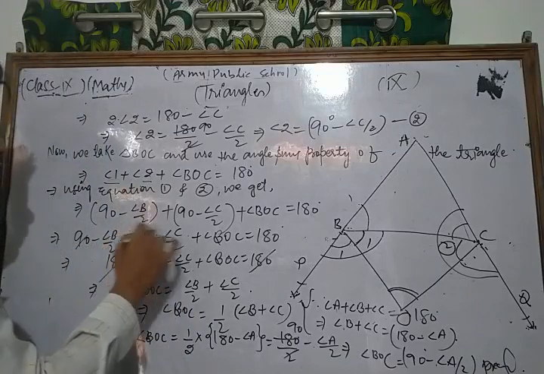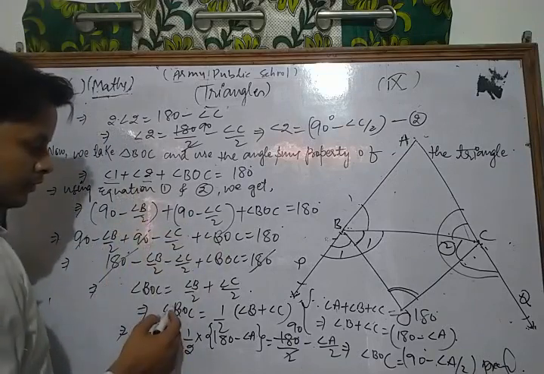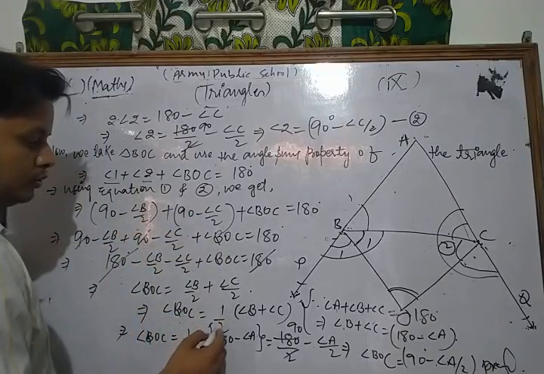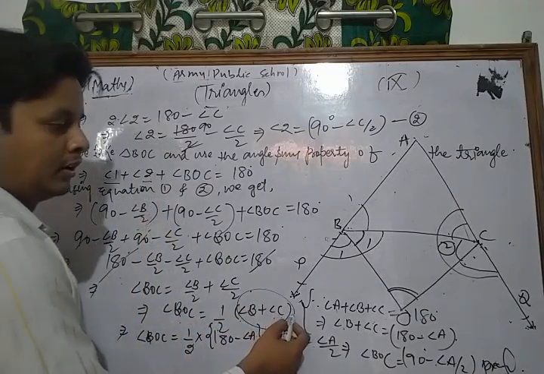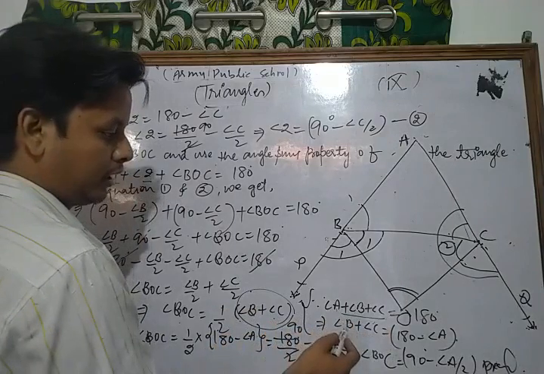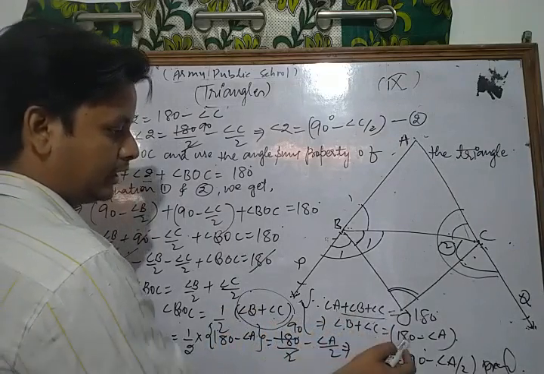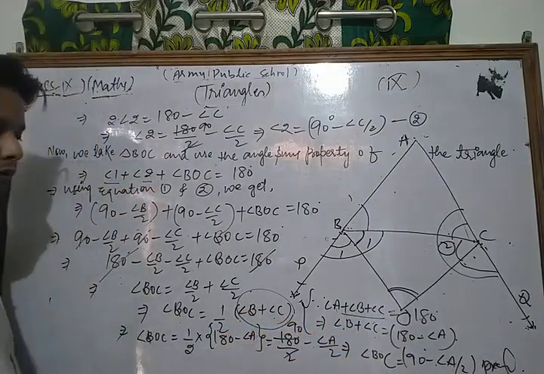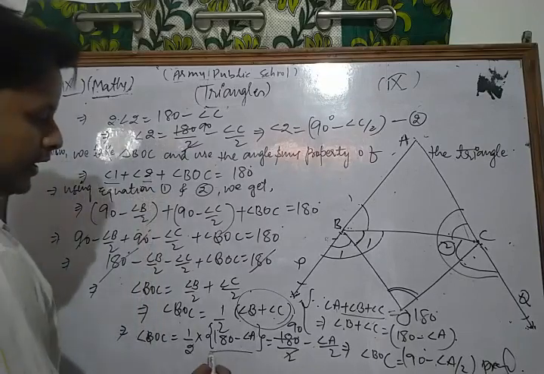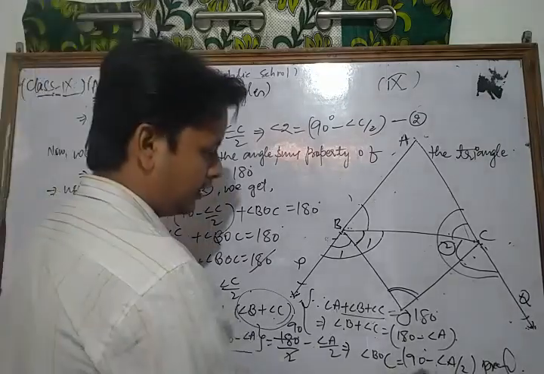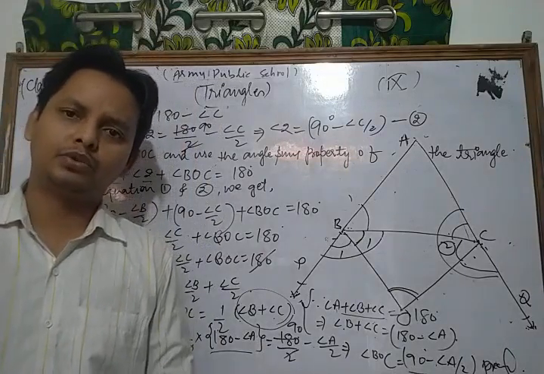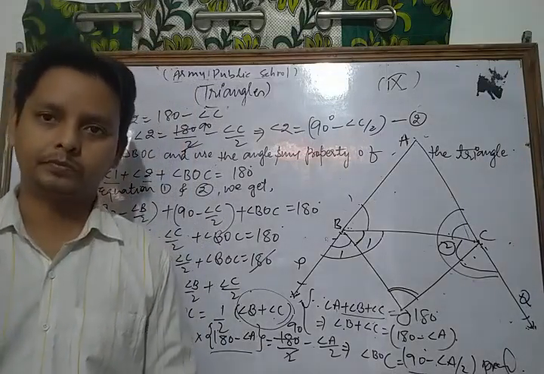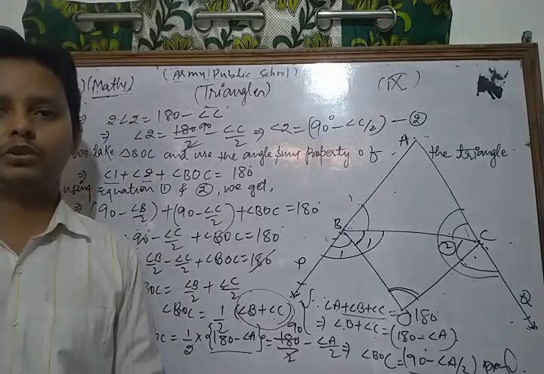which we found in the previous step. After simplifying them, we get angle BOC is equal to 1/2 times angle B plus angle C. Now here we apply the angle sum property. We write angle B plus angle C is equal to 180 minus angle A. So here we put the value of angle B plus angle C and simplify them, we get our result. So please dear students, do more and more practice of that type of question. After that you can solve each and every question of your NCERT.